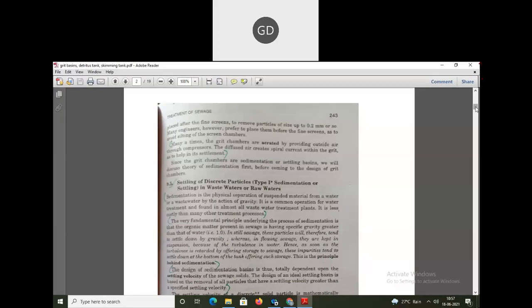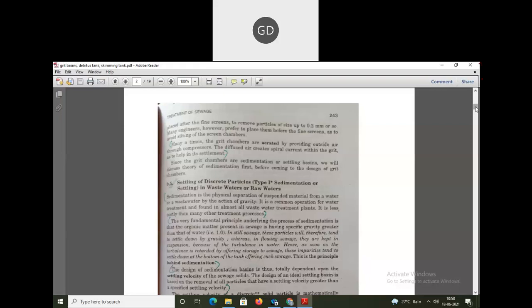We know that sedimentation is a process to separate suspended material from water, or from wastewater also, by the action of gravity. Since we keep it in a still position, the suspended particles, these grits or whatever they are, just settle down under the action of gravity. So gravity is the main factor in the sedimentation process.